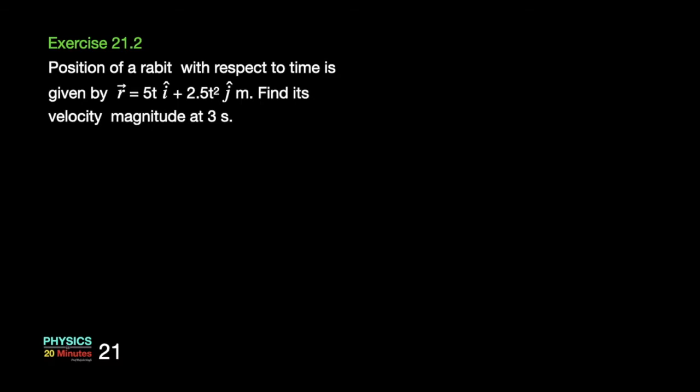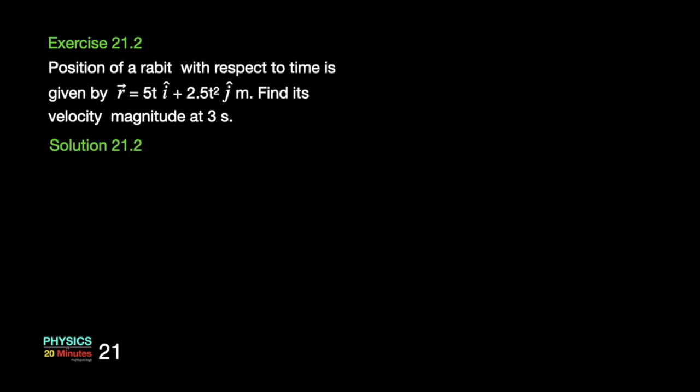The position of a rabbit with respect to time is given by vector r is equal to 5t i cap plus 2.5 t square j cap meter. Find its velocity magnitude at 3 seconds. At this point, you may proceed to solve the problem on your own. Come back and check the solution.